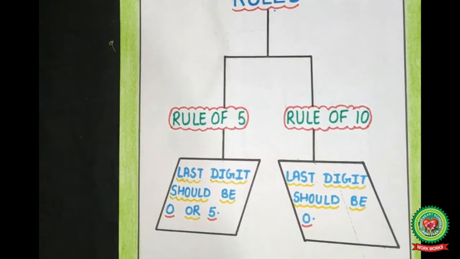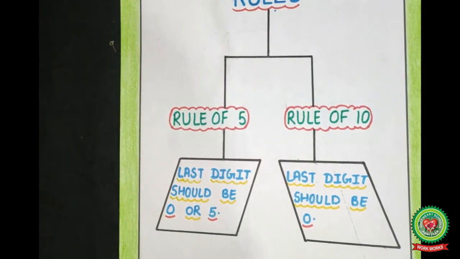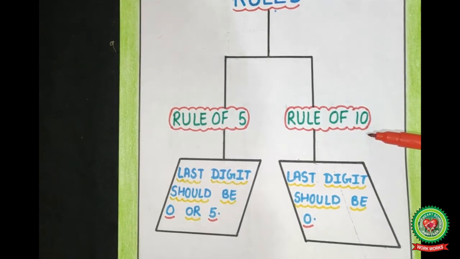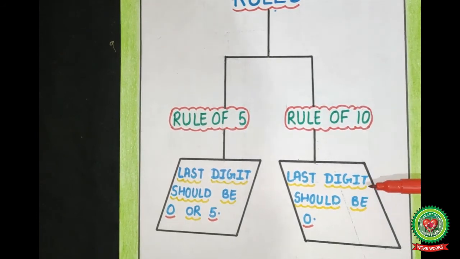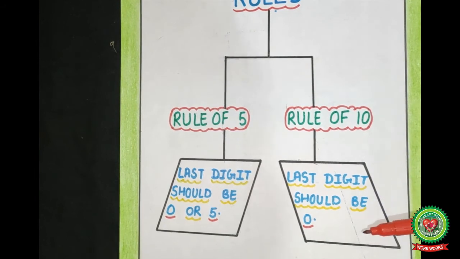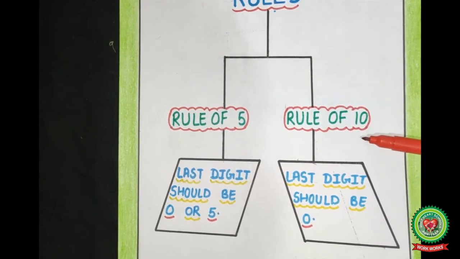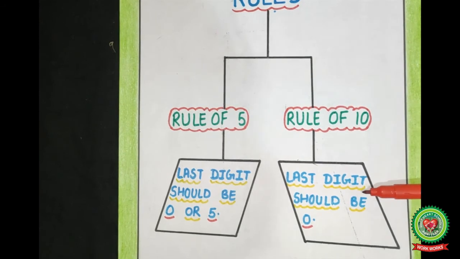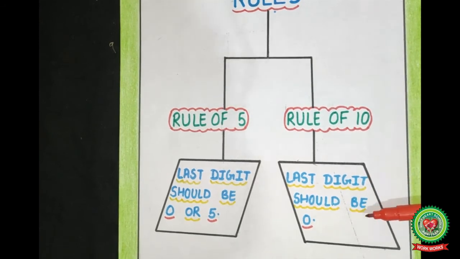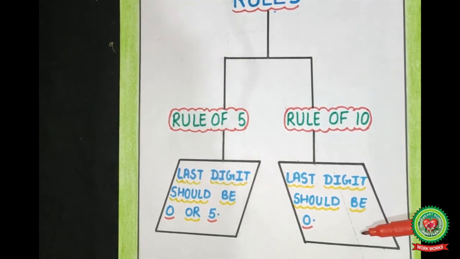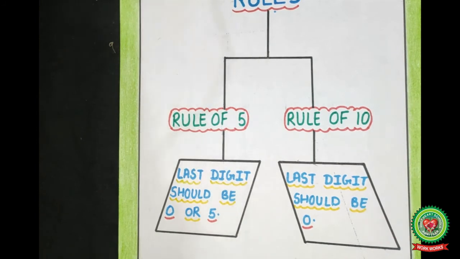So students, let's understand divisibility rule of 10. Divisibility rule of 10 is last digit should be 0. Let's understand with the help of examples.